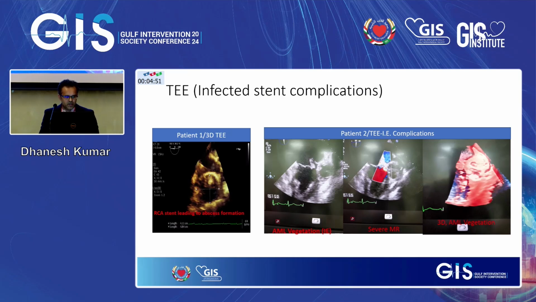After that, I will go through some TE images and CT images. This is the TE image of the first patient, and you can see the abscess cavity and the stent is visible. This is the stent which is visible. The second patient was complicated by infective endocarditis, with formation of vegetation on the mitral valve, as you can see. This is also visible in the 3D picture, 3D TE.